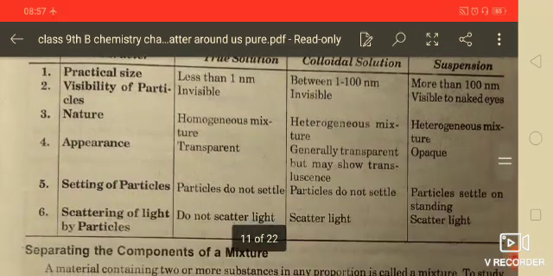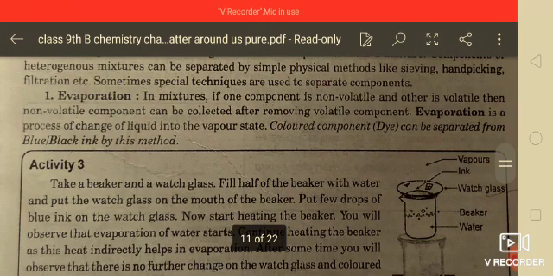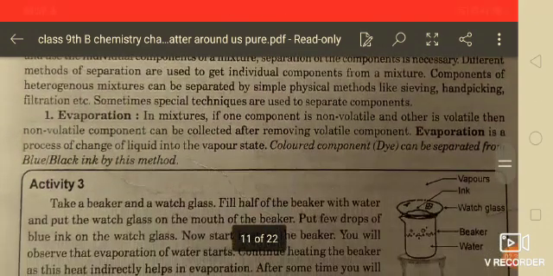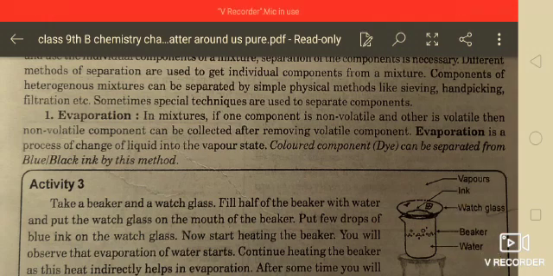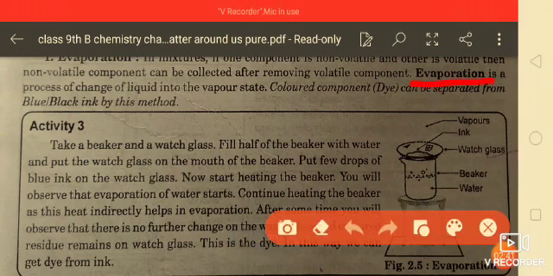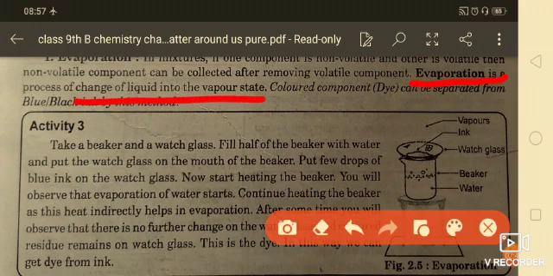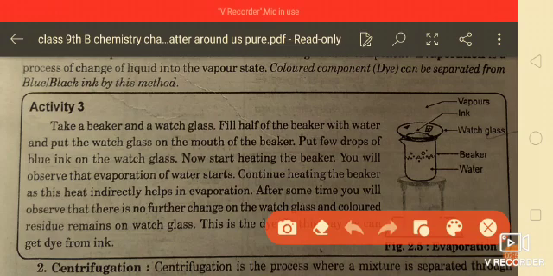Okay. Now next one is separating the components of a mixture. It is a very important thing. So students, the first one is evaporation. You know what evaporation is? You studied evaporation in previous classes. Evaporation is the process of change of a liquid into vapor state on heating. Here you are seeing that the colored component, the dye, can be separated from blue ink by this method. Which method? That is the evaporation method.